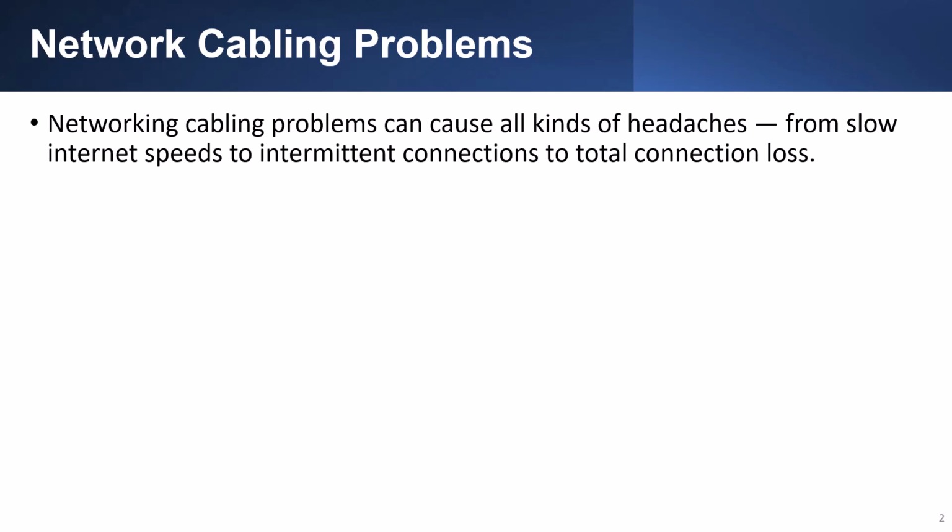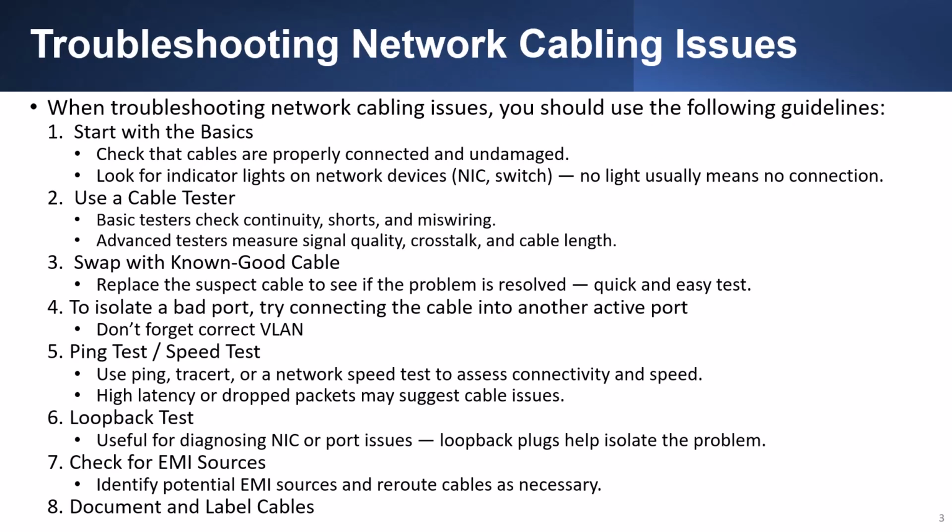Networking cabling problems can cause all kinds of headaches, from slow internet speeds to intermittent connections to total connection loss. When troubleshooting network cabling issues, you should use the following guidelines. Start with the basics. Check that cables are properly connected and undamaged. Look for indicator lights on network devices, including NIC and switches. No light usually means no connection.